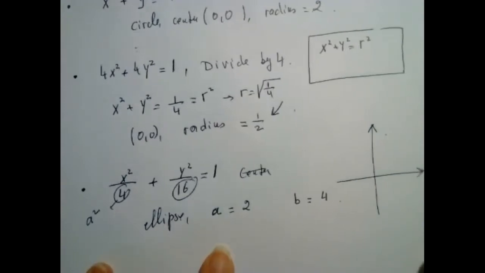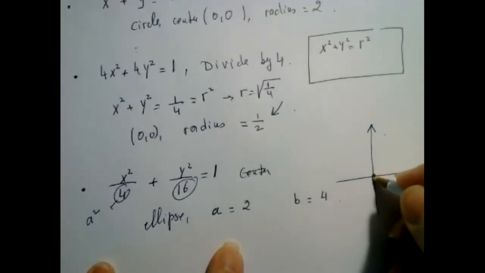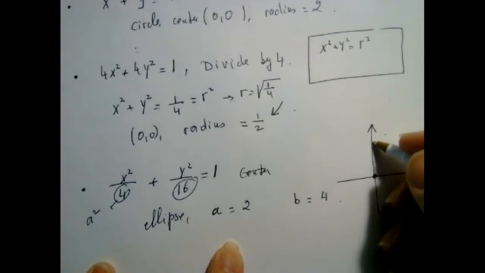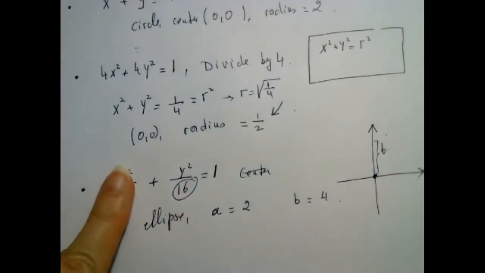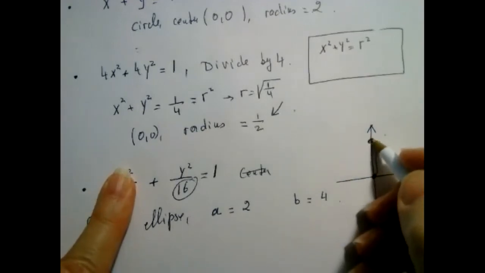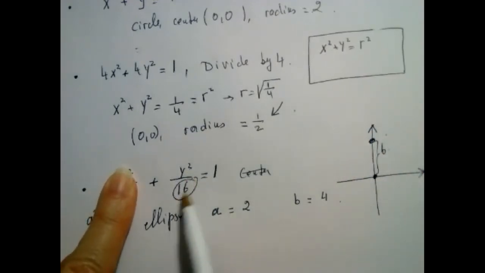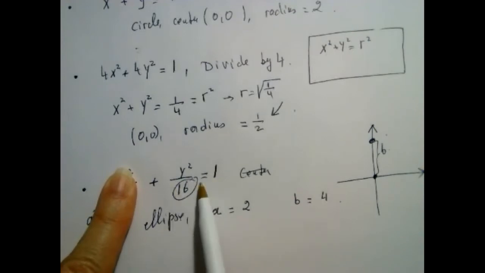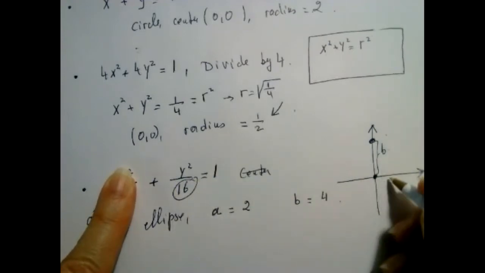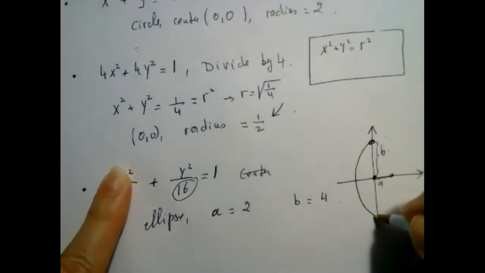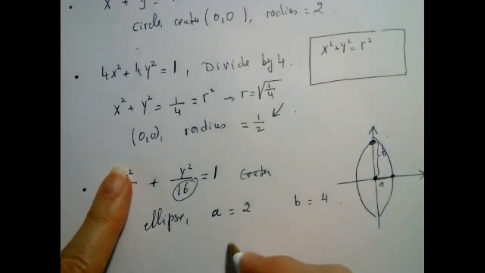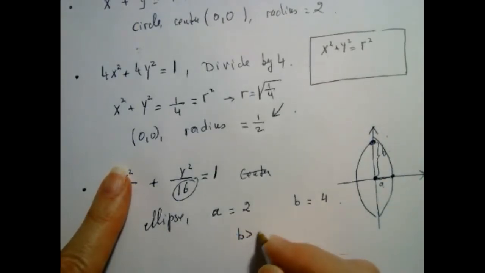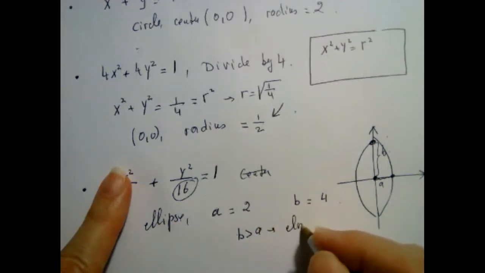Okay, when we sketch the ellipse, it's going to be centered at the origin. This is the B, because if I take x equal to 0, y squared over 16 is 1. It means y is going to be plus or minus 4. And this is going to be the A. That's the picture always in the ellipse. So it's going to be definitely elongated vertically in this case. B is bigger than A, elongated vertically.